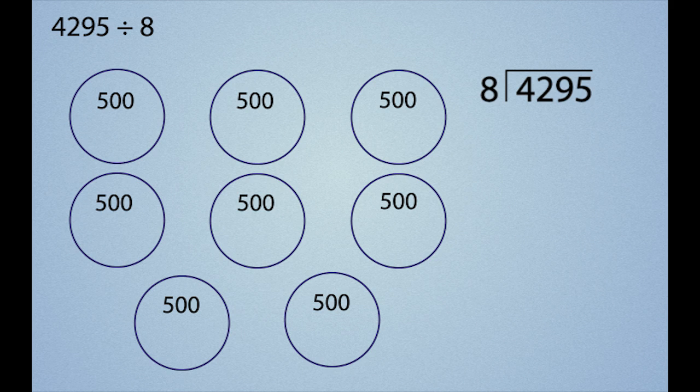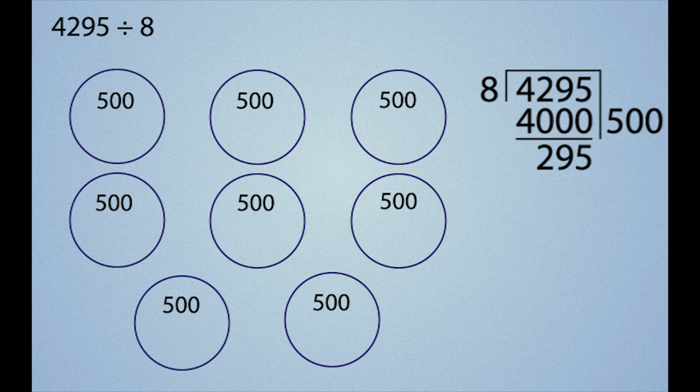And by using this halving strategy, students can easily determine that 8 groups of 500 is 4,000. Alternately, they could look at it as multiplication. 8 times 500 would be, you could think about it as 8 groups of 5, which is 40, but now we have to make it 100 times bigger, which brings us to 4,000. So I have now taken away 4,000 from my 4,295, which leaves me with 295.